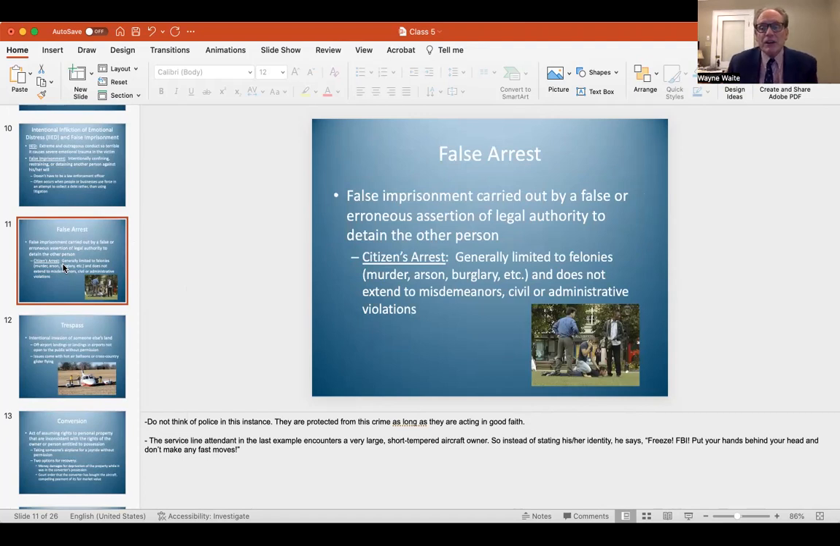False imprisonment carried out by a false or egregious assertion of legal authority to detain another person can be a false arrest. I mean, you don't hear this too much, but generally, a citizen's arrest is limited to felonies, murder, arson, and burglary, and does not extend to misdemeanor, civil, or administrative violations. And when do you know what's a felony? When do you know what's a misdemeanor? Well, you don't.